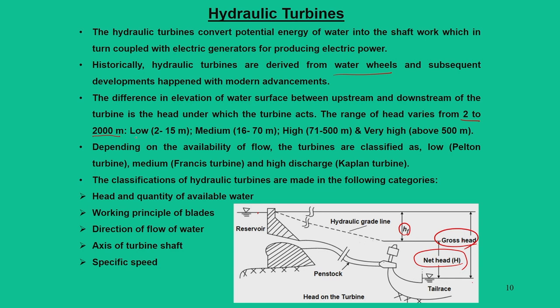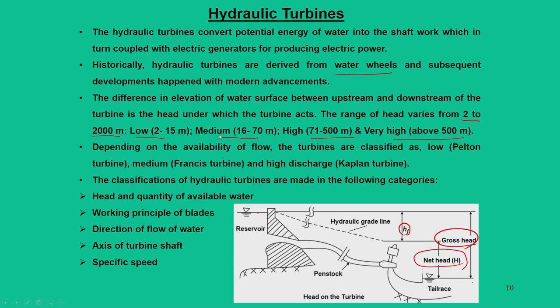When it is low head, we say 2 to 15 meter. When you say medium head, it is 16 to 70 meter. When you say high head, it is 71 to 500 meters, and very high head means above 500 meter. So, more or less we can say 2000 meter is the topmost level at which the potential energy of water can be available.